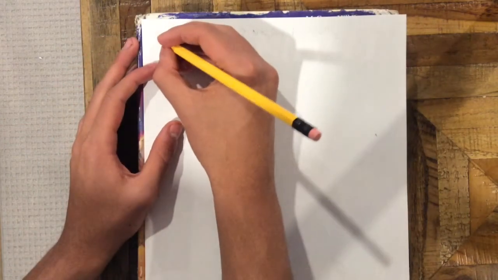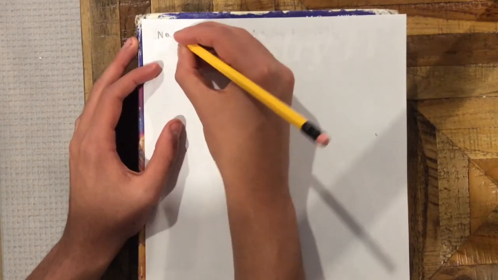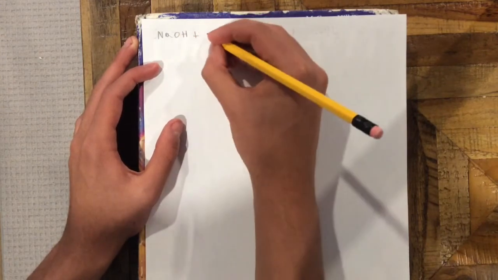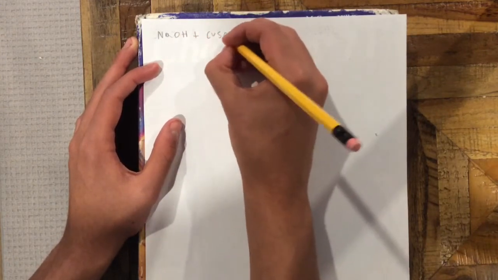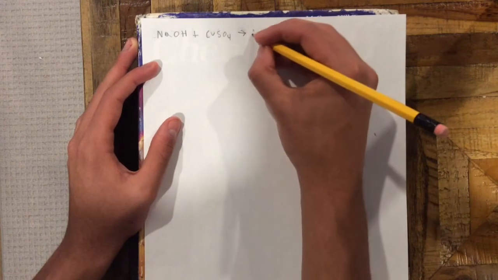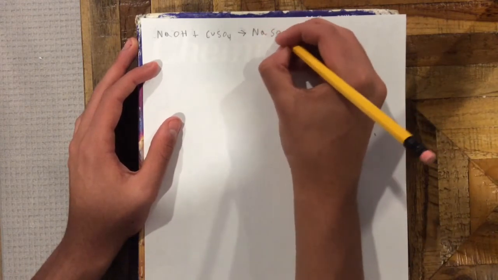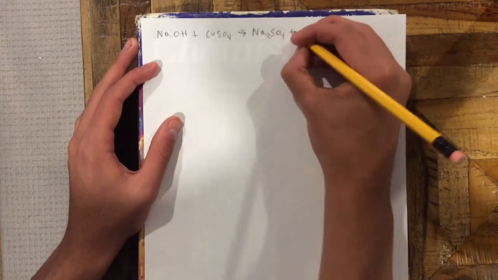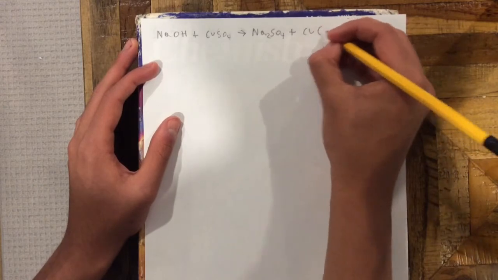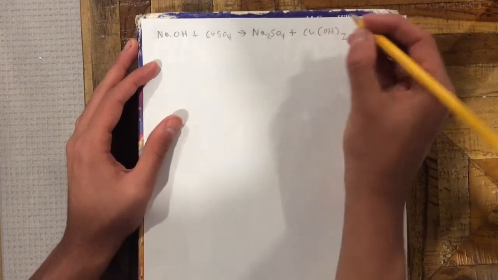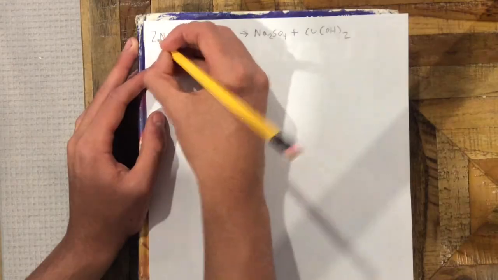Alright, so today I'm going to be solving the problem that I was assigned. So firstly, I'm going to set up a balanced chemical equation and state the reactants and the products. So we know that sodium hydroxide is going to react with copper sulfate, and this is going to produce sodium sulfate, and it's going to produce copper hydroxide. Then to balance this equation, we just add the coefficient of 2 right here.